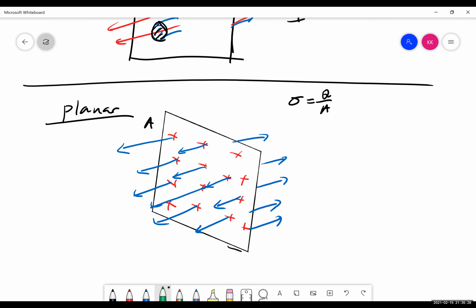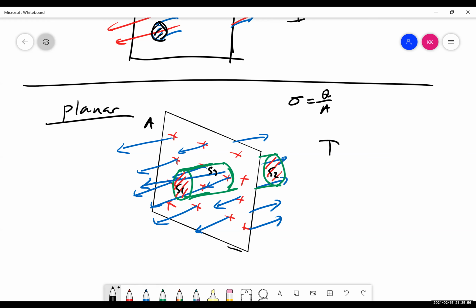Now, what we do is choose some kind of pillbox, which is basically a cylinder that penetrates the surface from here and comes out from the other side, like that. For this one, you can see that the electric field is coming out of this surface, this face. So it has, again, three surfaces: surface 1, surface 2, and surface 3 is that curved part.